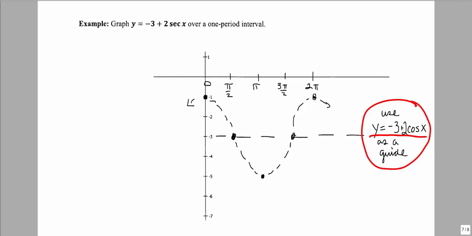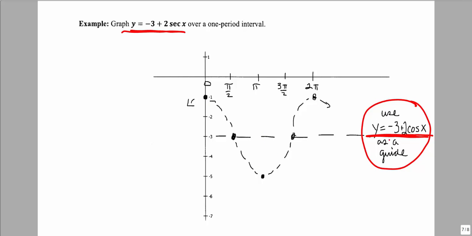And once again, notice that this equation looks almost identical to this equation, except that instead of secant, we have replaced that with cosine. So we graph this. It has a vertical shift down to negative 3, so that's our middle of the graph. The middle of our graph is down at negative 3. It has an amplitude of positive 2, so up 2 from the middle, down 2 from the middle.